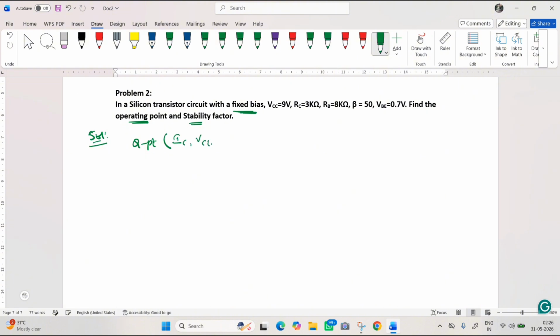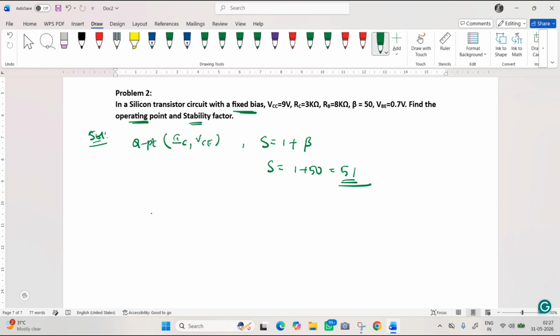IC and VCE. Again, we must find IC and VCE. After this, we have to find the stability factor S. What is the stability factor S of fixed bias? It will be equal to 1 plus beta actually. It is very simple. 1 plus beta means 1 plus 50, which is 51. This is the stability factor for fixed bias. But first we have to find the Q point for this fixed bias.